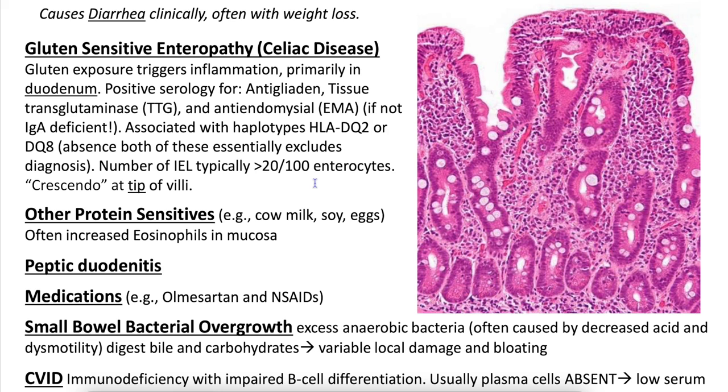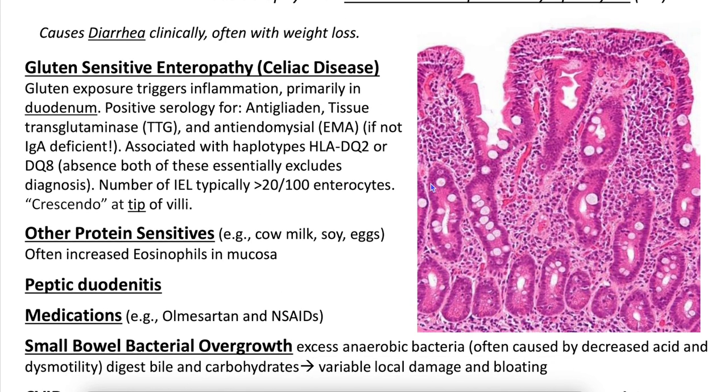Serologically, you'll have positivity for anti-gliadin, tissue transglutaminase, and anti-endomysial. It's associated with haplotypes HLA-DQ2 or DQ8, and absence of both of these essentially excludes your diagnosis. And number of intraepithelial lymphocytes typically are greater than 20 per 100 enterocytes, and there's a crescendo, there's a lot at the tip of your villi.